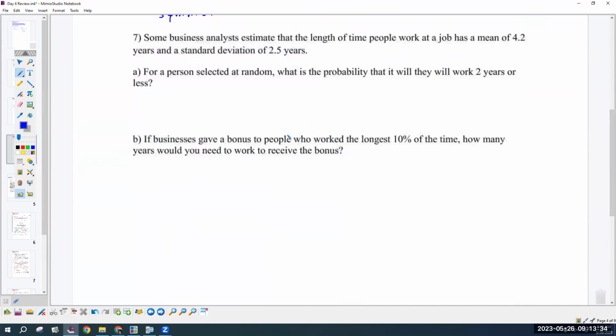Again, you should be pausing the video and trying these problems on your own and then using the video to check, or if you need assistance, use it for assistance.